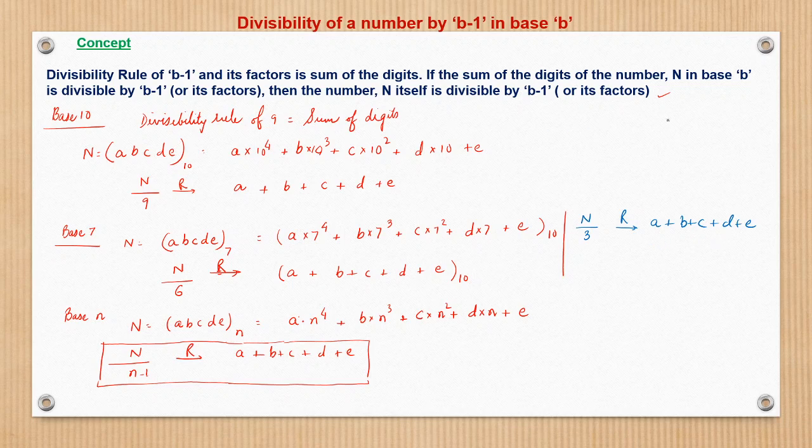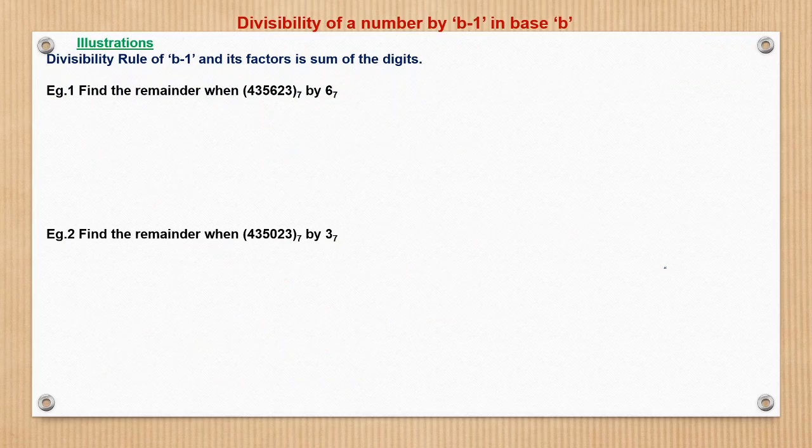So hence what we are saying is, not only b minus 1, where b is the base, upon division by b minus 1 the divisibility rule will be sum of the digits. Even if the divisor is any factor of b minus 1, in this case a factor of 6 is 3, even in case of 3 the divisibility rule stands the same. So this is another point which we should notice. Now with this basic idea we'll move ahead and solve a few examples.